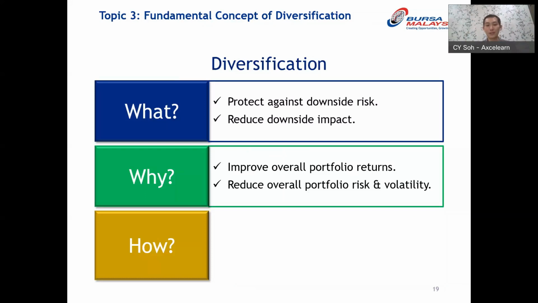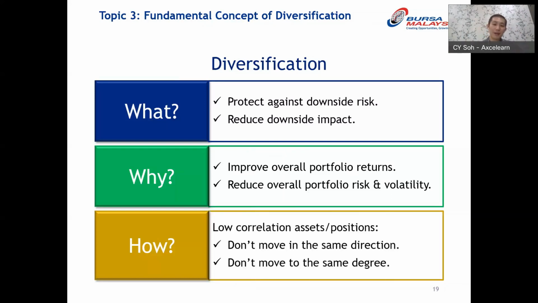Okay, some of you want excitement, want volatility, whereas some of you would want a safe, slow and steady portfolio. It's fine. Now, how are you going to achieve that? So I'm going to share with you on this, the last topic.